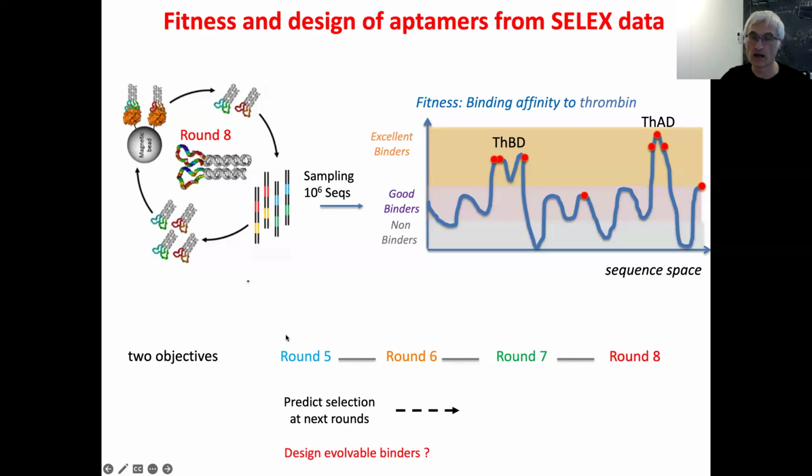Okay. And I insist on the fact that we take only one round to train the model. We don't look at what is going on between 2 rounds. So can we actually predict the future by looking at a snapshot of what is inside the pool at round 5? We start from round 5 because we don't have access to the previous rounds. They were not sequenced by the experimentalist.